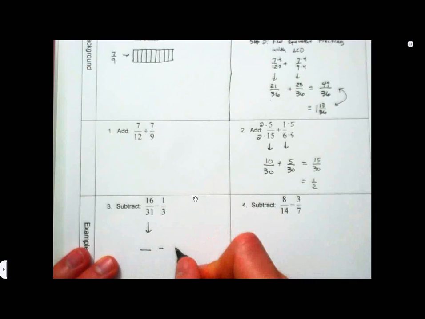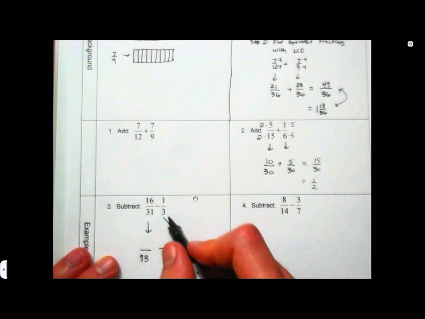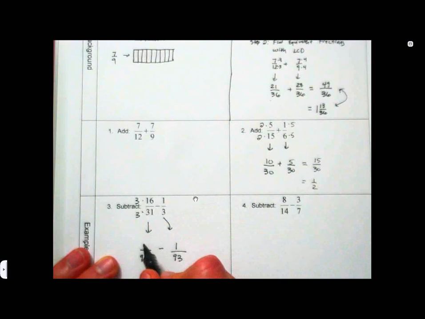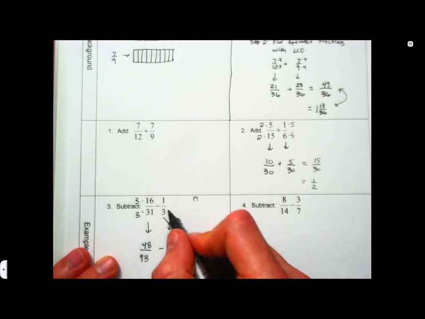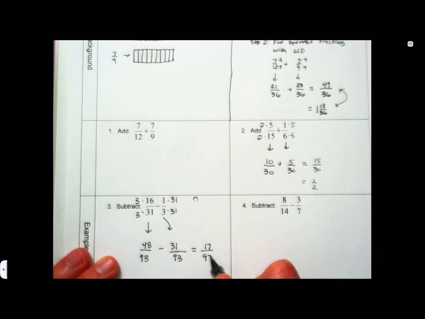Okay, here it's a little tricky, but the least common multiple is 93. So that's our least common denominator. And I would have to multiply 31 by 3 and 16 by 3, which would give me 48 over 93. If I multiply 3 by 31, top and bottom, I get 31 over 93. And now I've got common denominators, so the pieces are the same size and shape. I can subtract the numerators, which would give me 17, and the bottom stays the same at 93.